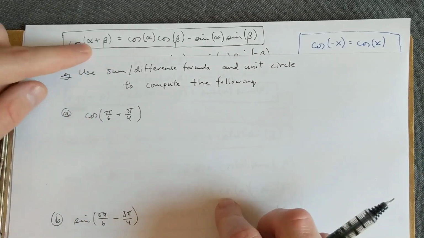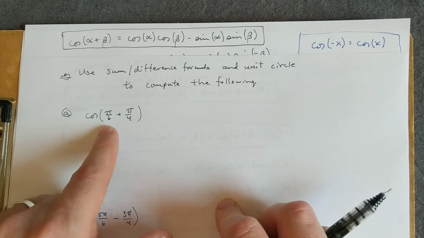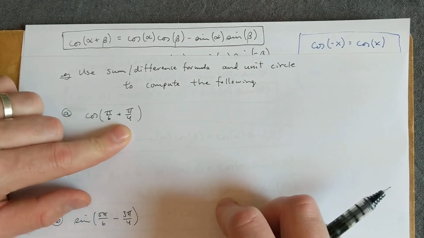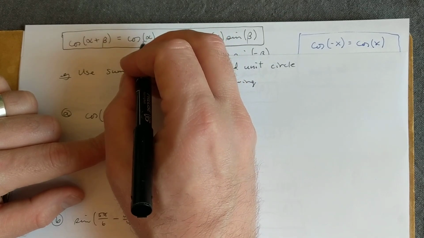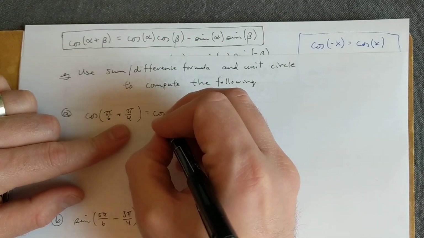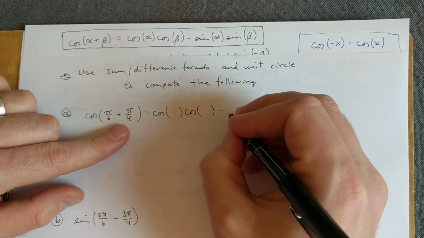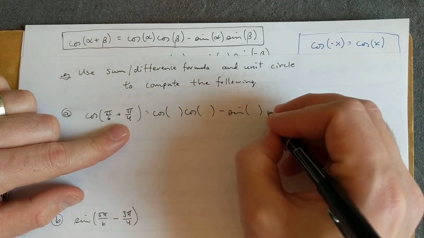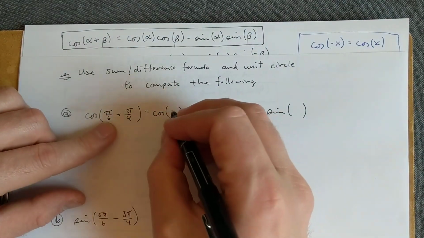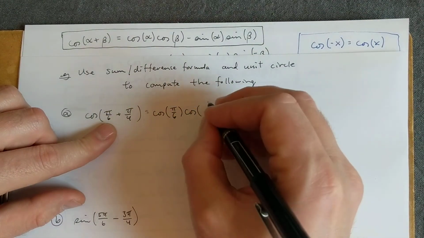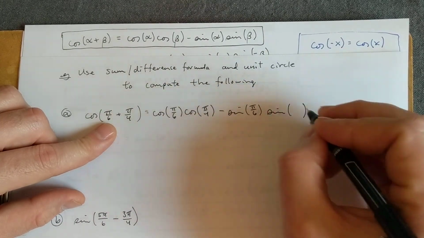So remember, this is our sum formula for cosine. We're adding two angles, alpha and beta. So alpha is played by pi over 6 and beta pi over 4. And so what do we do? We look at the right-hand side of this formula. It's cosine of the first one, cosine of the second one, minus sine of the first one, sine of the second one. And so what do we put in here? The first one's pi over 6. The second one's pi over 4, pi over 6, and pi over 4.